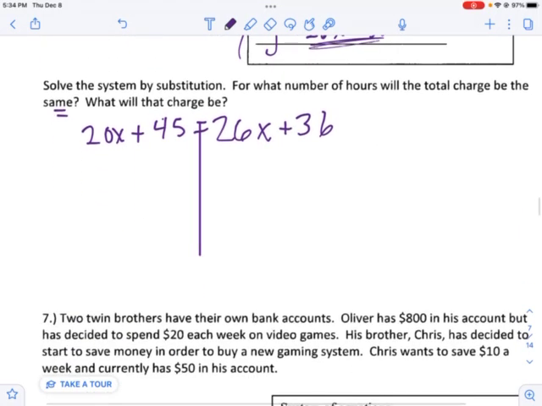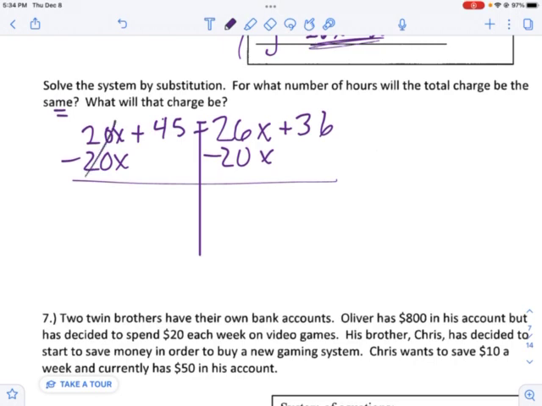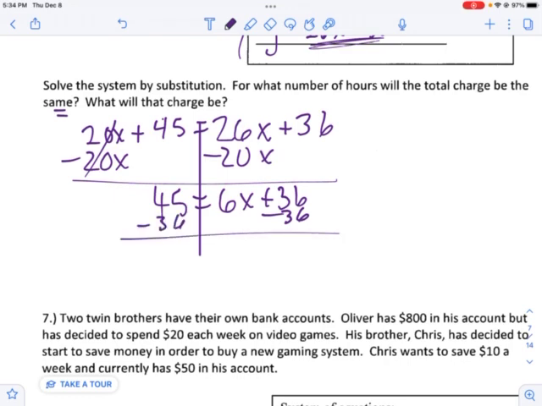Now let's move this 30 because I want to isolate my x. So I have 6x equals what? 45 minus 30. I thought I wrote something down wrong; my numbers weren't matching. Subtract 30. There we go.